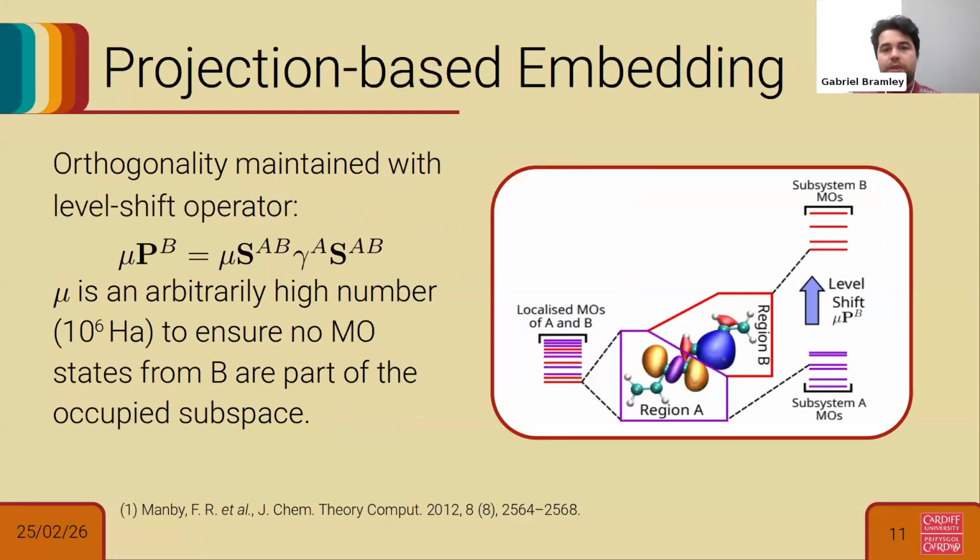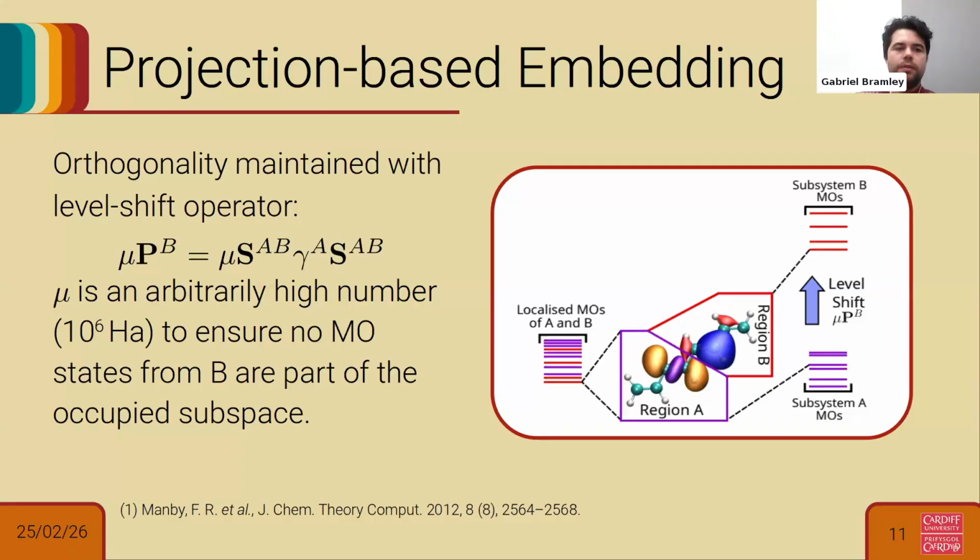And projection-based, because it's called projection-based embedding, you can quite rightly surmise there's going to be some form of projection involved. And the way this is accomplished is using a level shift operator, as shown here. And effectively, what this does is it takes the density associated with region B. This should be superscript B, apologies.